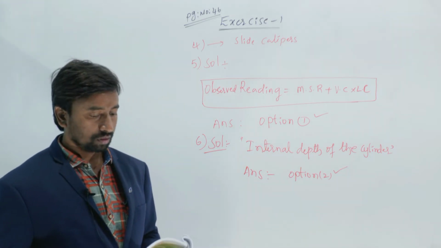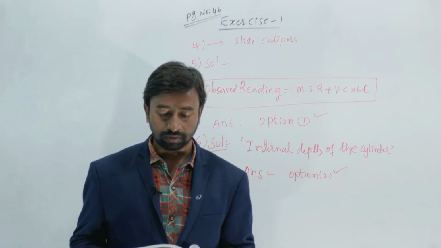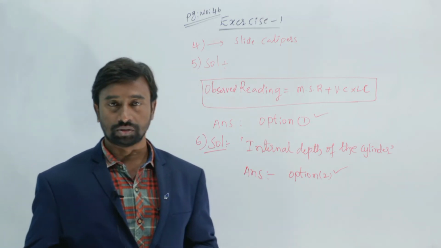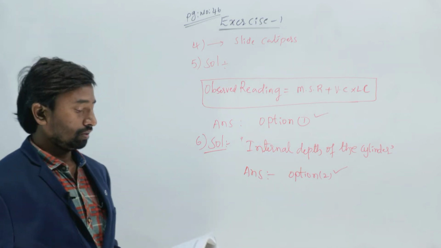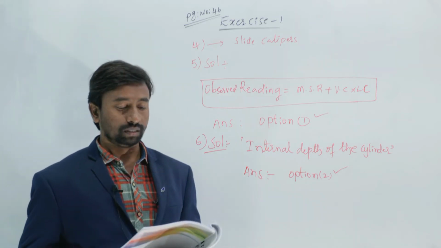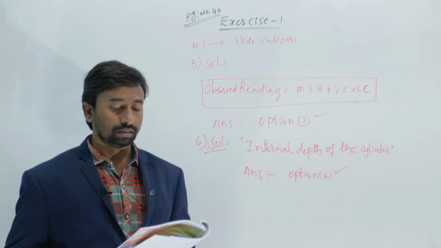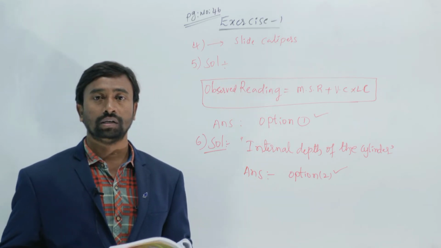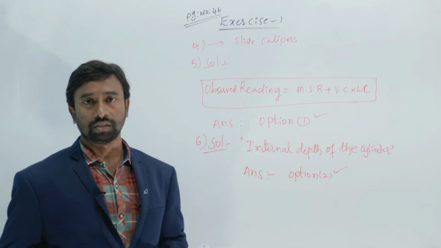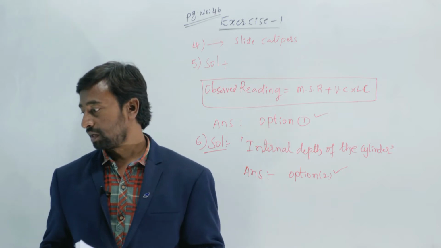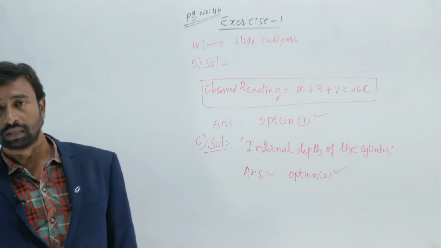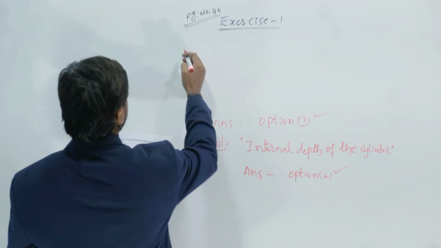Option 2. Seventh one: the difference between one main scale division and one vernier scale division is called what? There is a direct formula. This is the least count, no? So they are asking the least count formula in the seventh one.